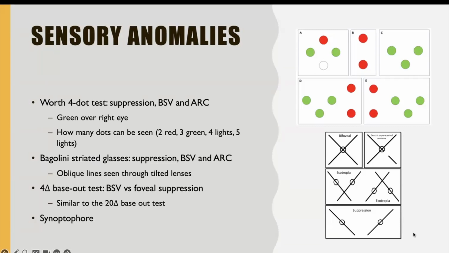A four-prism base-out test, this is very similar to the 20 prism. It's basically done in the same way, and it tests for foveal suppression. And the way that works is because it's a very, very small amount of movement. If you have any suppression within that central foveal field, then you can test for that with the four-prism diopter, and that's useful for microtropias.